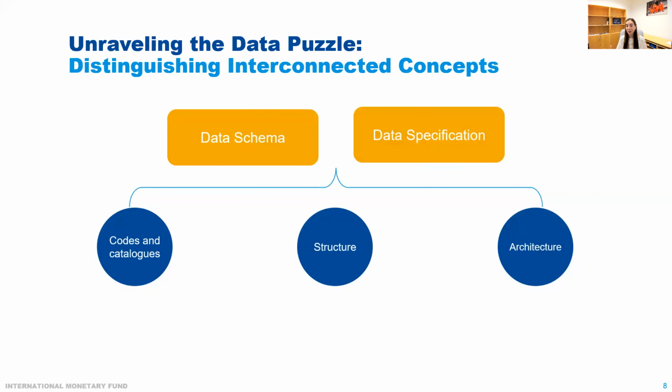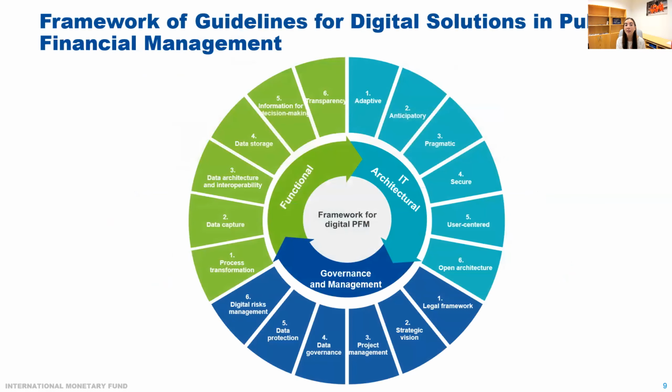Then in this context, we also have to look at the data schemas and the data specifications of our protocols that will allow us to do this connection, even if our FMIS was not born to be interconnected. We can achieve this via structuring a data schema that transforms the data for a consolidation and centralization.